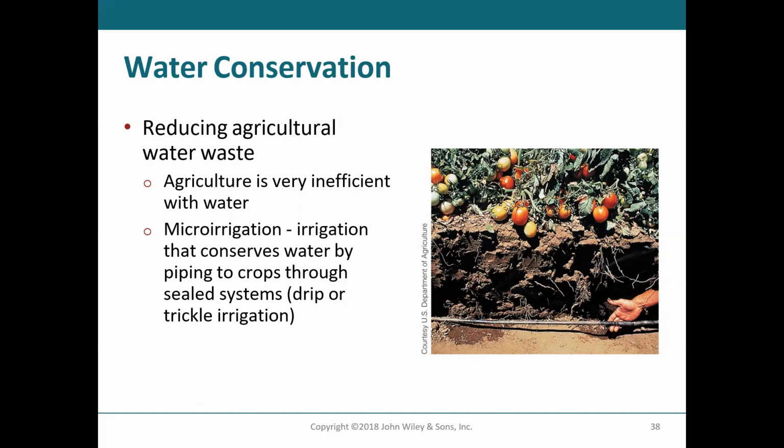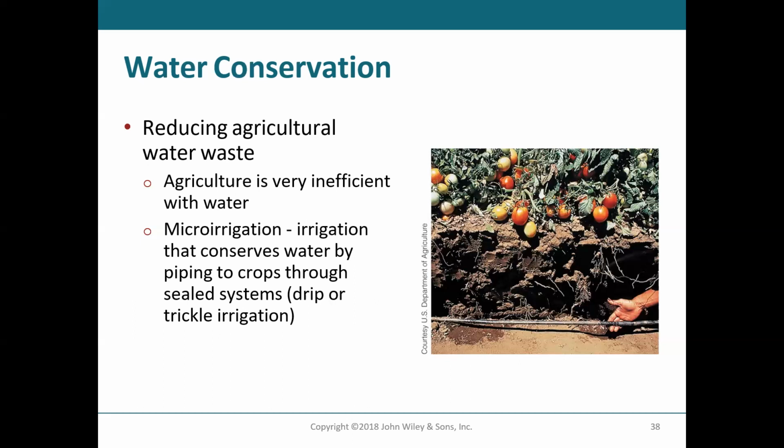Probably the biggest and most important way, and you may have heard of this, is reducing agricultural water waste. Agriculture is very inefficient with water. Sometimes they are pumping way over the amount of water needed for a plant. And just to let you know, plants absorb about 40% of the water applied to the soil by flood irrigation, and then the rest usually evaporates, right? And so that's a loss that is ridiculous.